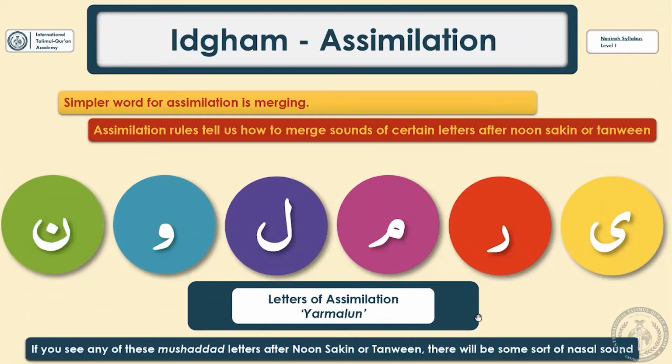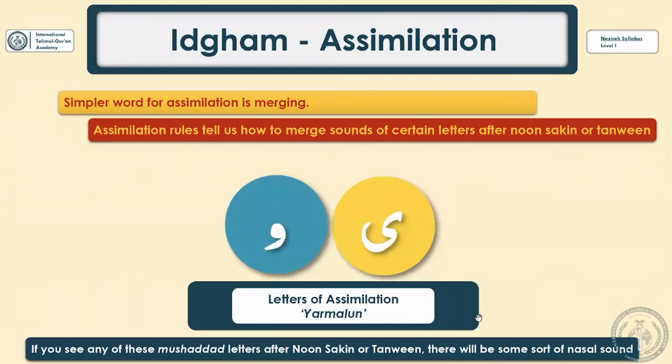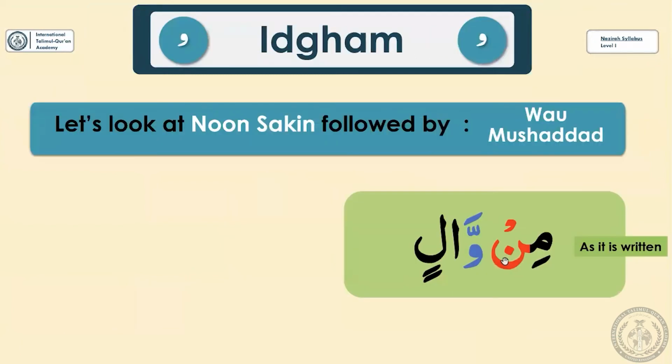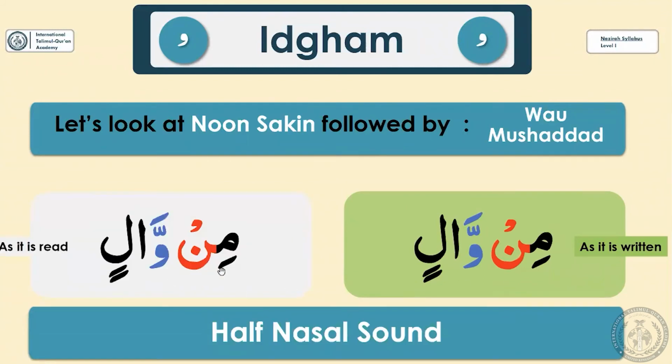If you see any of these mushaddad letters after noon sakin or tanween, there will be some sort of nasal sound. Today, we are going to look at 2 of those idgham letters or letters of assimilation, and we are going to focus on ya and waw. Let's have a look at what we should do if we see a noon sakin that is followed by a waw mushaddad. This is an example in the Holy Quran where we see a noon sakin followed by waw mushaddad. This is how it's written, and this is how it should be read.